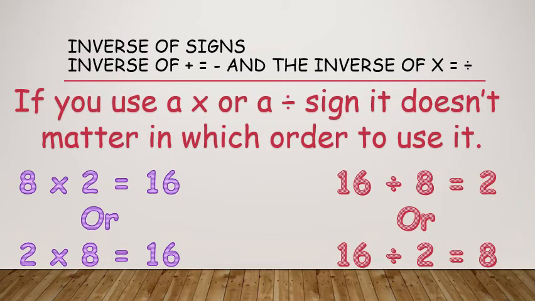And the same with multiplication and division. It doesn't matter which way you use it, it will always give the same answer. For instance, 8 times 2 gives us 16, but 16 divided by 8 will give us 2. Or we can say 2 times 8 equals 16. And then the inverse is 16 divided by 2 equals 8.